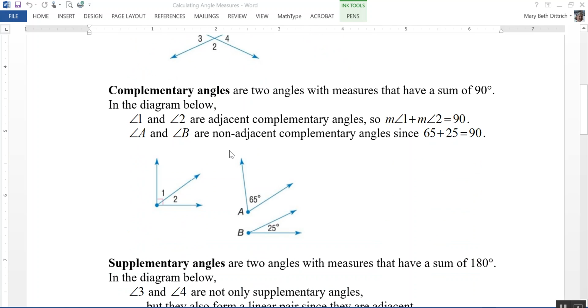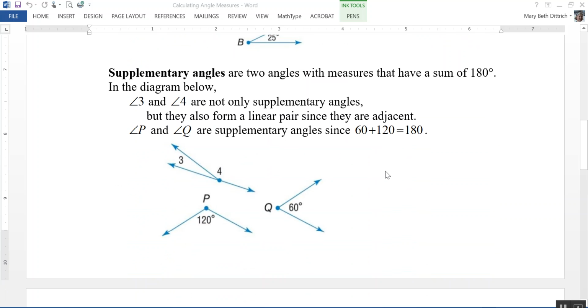Complementary angles are two angles with measures that have a sum of 90 degrees. So in the diagram below, angles 1 and 2 are complementary angles that are adjacent to each other. So those two angles together add up to 90 degrees, as you can tell by the little red-pink box in the corner here that indicates that that's a right angle. Angles A and B are non-adjacent complementary angles, since the measures of those two angles add up to 90 as well.